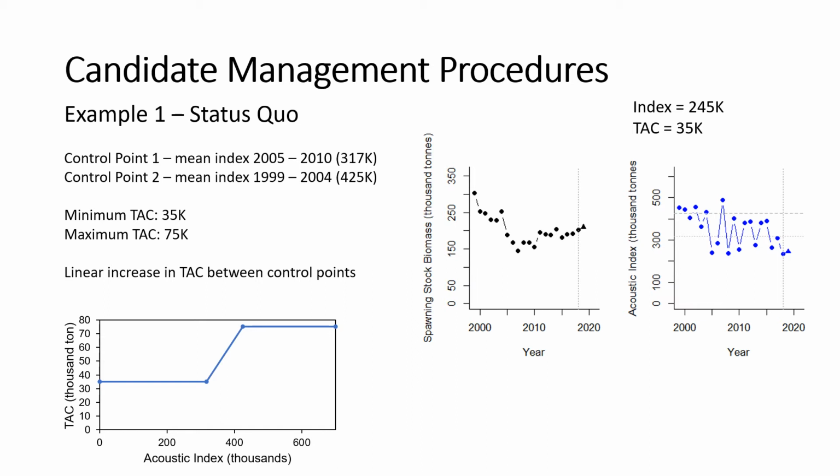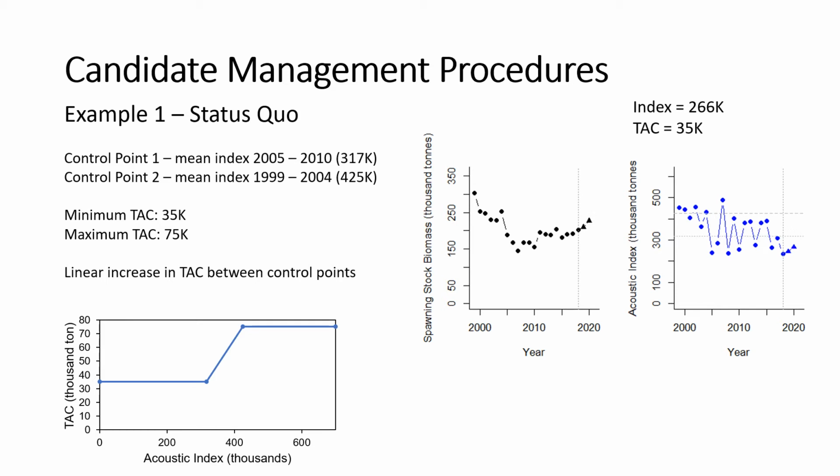The plots have now been updated to show the first projection year. The black triangle is the spawning stock biomass generated by the simulation model. The blue triangle is a simulated acoustic index. It follows the spawning biomass and shows a slight increase from the previous year. The index for the first projection year has a value of 245,000. Because this is below the control point of 317,000, the TAC is set to the minimum value of 35,000 tonnes. This TAC is implemented into the population dynamics model, and the model is updated one time step.